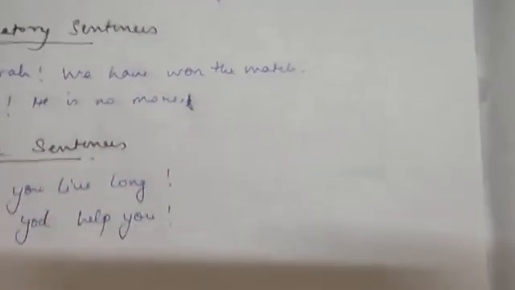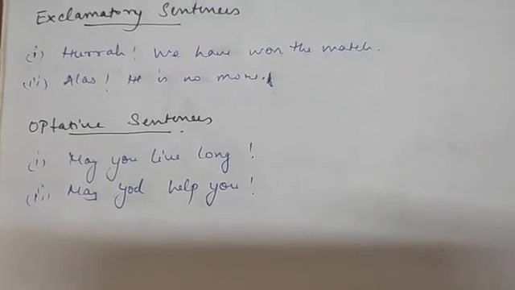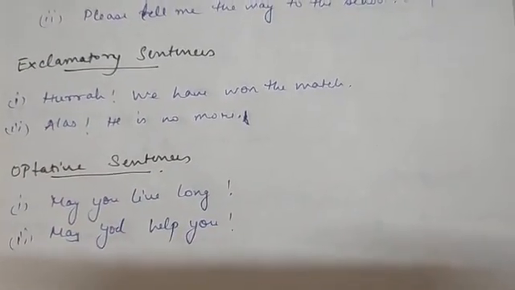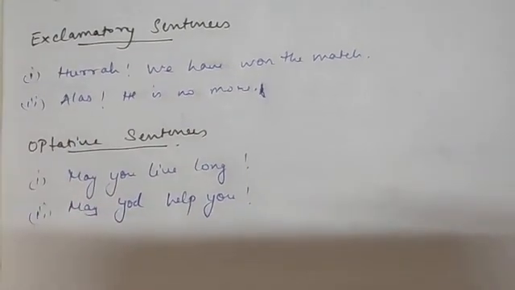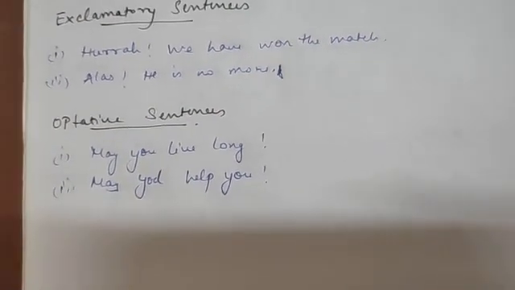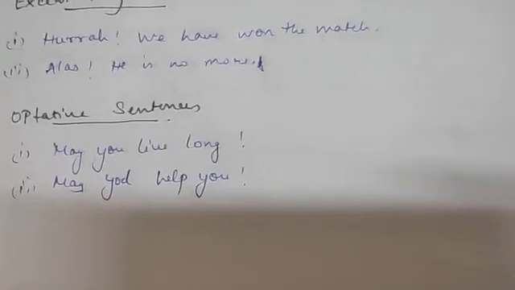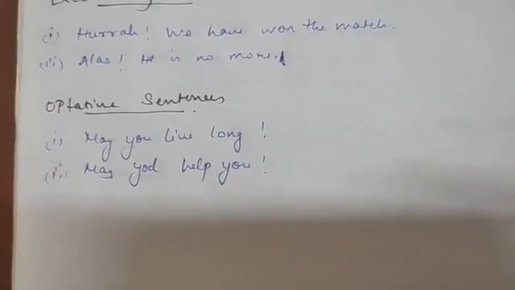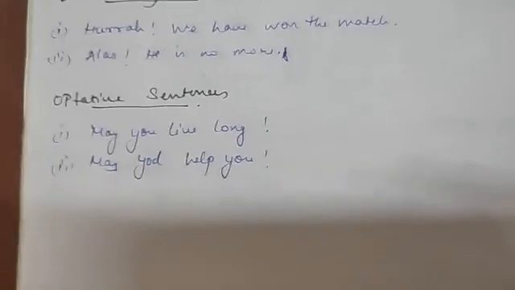Next is your optative sentence. What is an optative sentence? A sentence that expresses a wish or prayer is called an optative sentence. An optative sentence also contains an exclamation mark. So the difference between exclamatory sentences and optative sentences is that exclamatory sentences express surprise, anger, happiness, sadness, anguish, but optative sentences express a wish or prayer. For example, may you live long, may God help you. This kind of wish and prayer are said to be optative sentences.